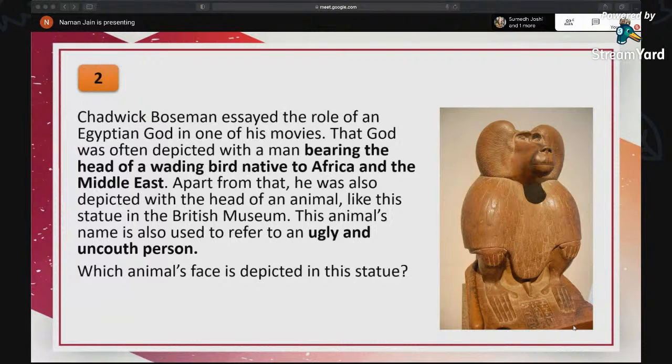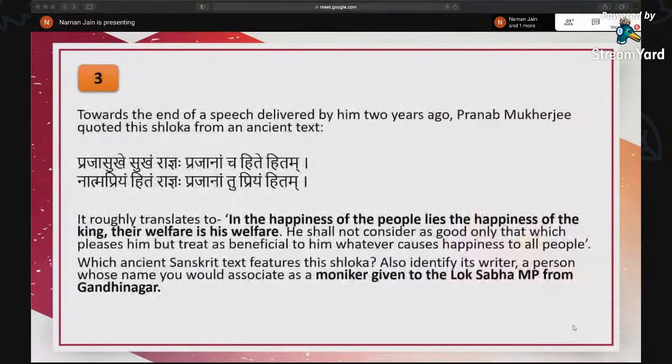So I need the name of an animal. Don't give me the name of the god. If you do, brownie points for you. Moving on. Okay. Longish question.